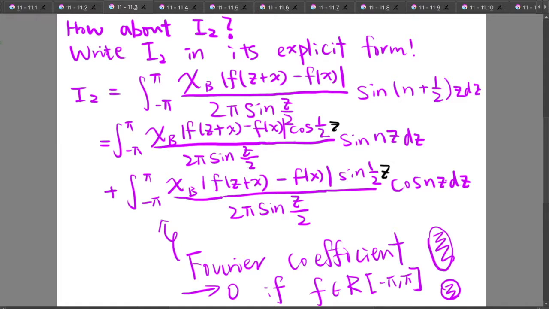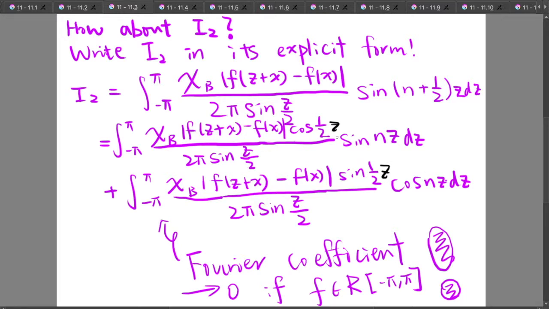So first of all, we write I2 in its explicit form. And remember what D_n(z) is. Well, D_n(z) is equal to sine((n+1/2)z) over 2 pi times sine(z/2). And therefore our I2 here can be written in this form. And if we apply the compound angle formula to sine((n+1/2)z), we get that sine((n+1/2)z) is equal to cosine(z/2) times sine(nz) plus sine(z/2) times cosine(nz).